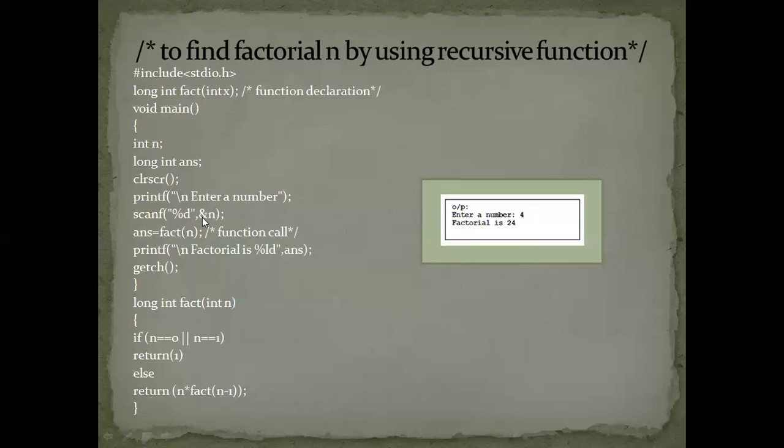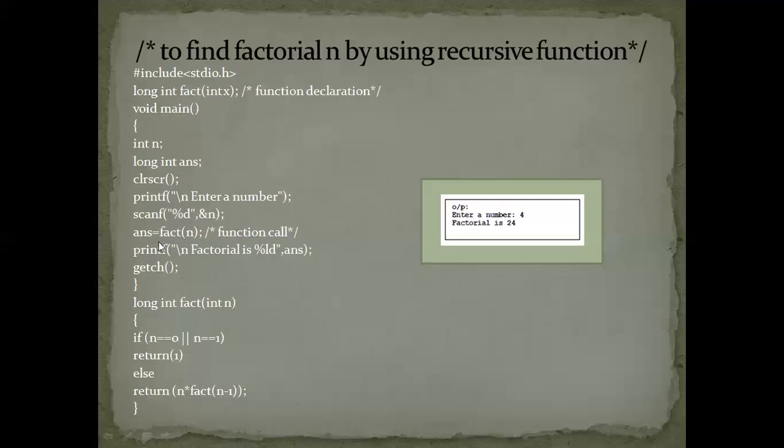How can I do that? Next, answer is equal to fact(n). This is nothing but a function call. Fact is a function name, n is a parameter which I have passed. Here I have passed only one argument because I am finding the factorial of one number.